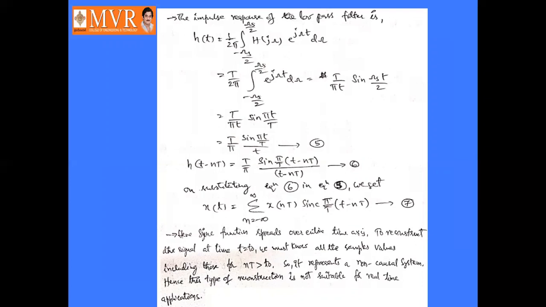Here the sinc function spreads over the entire time axis. To reconstruct the signal at time t equal to t naught, we must know all the sample values, including those for nT greater than t naught. So it represents a non-causal system. Hence, this type of reconstruction is not suitable for real-time applications.